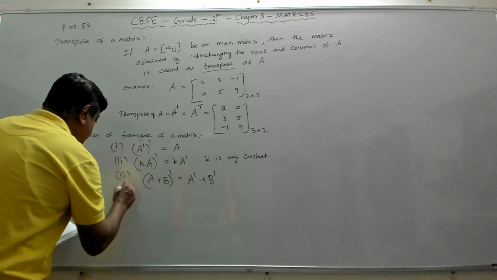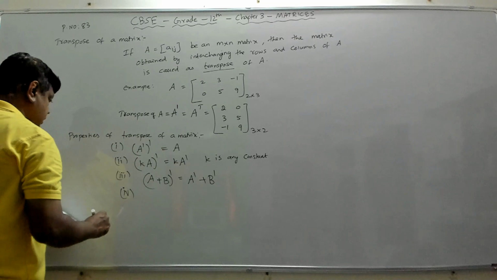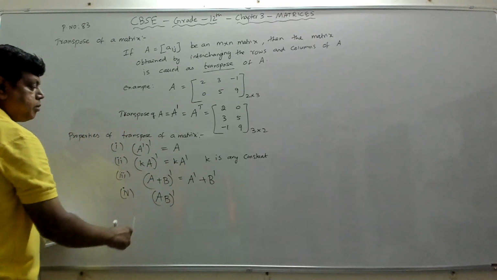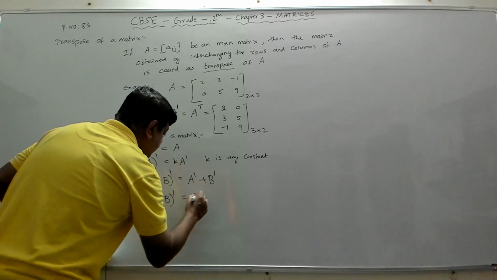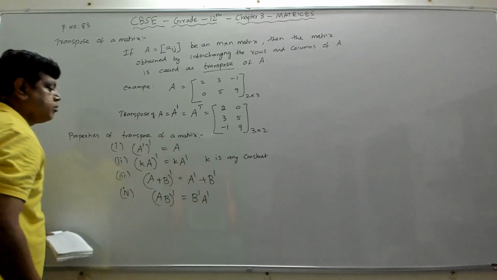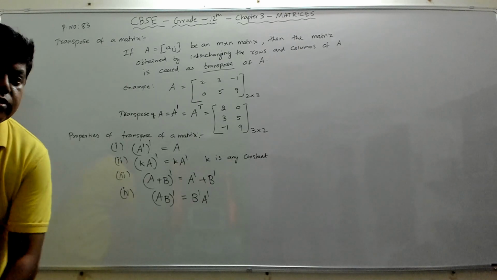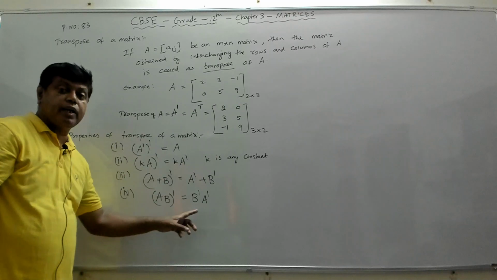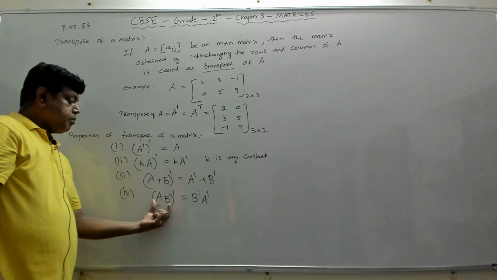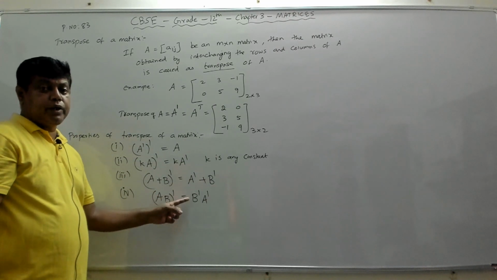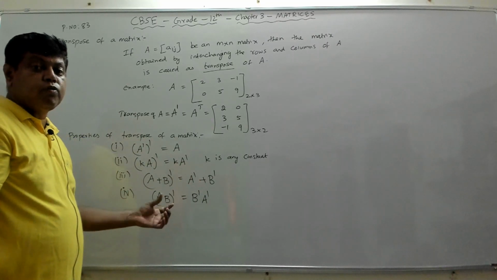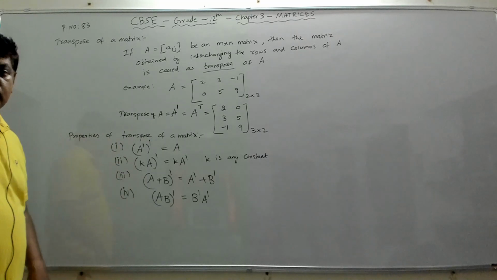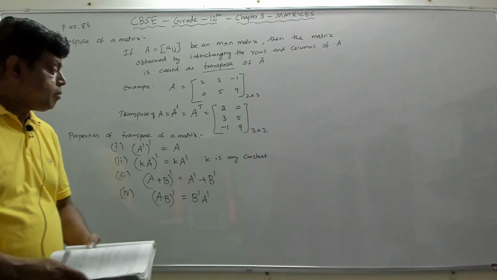And the fourth property, which is a very important property, is AB the whole transpose. A multiplied by B, that will be equal to B transpose into A transpose. Don't write this as A transpose B transpose. That is wrong. AB the whole transpose will be equal to B transpose multiplied with A transpose. Friends, these are the four properties with respect to transpose of a matrix.